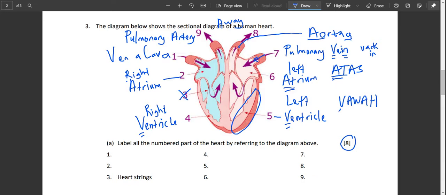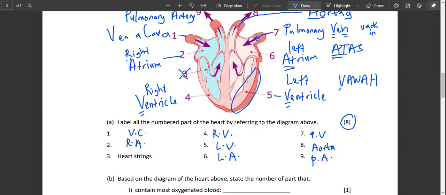So number 1 there is VC, vena cava. Number 2 there is RA, right atrium. Number 4 is right ventricle. Number 5 is left ventricle. Number 6 is left atrium. Number 7 is pulmonary vein. Number 8 is aorta. And number 9 is pulmonary artery. If I mark you wrongly, please see me. And for those who are watching at home, you can text me if I mark you wrongly.